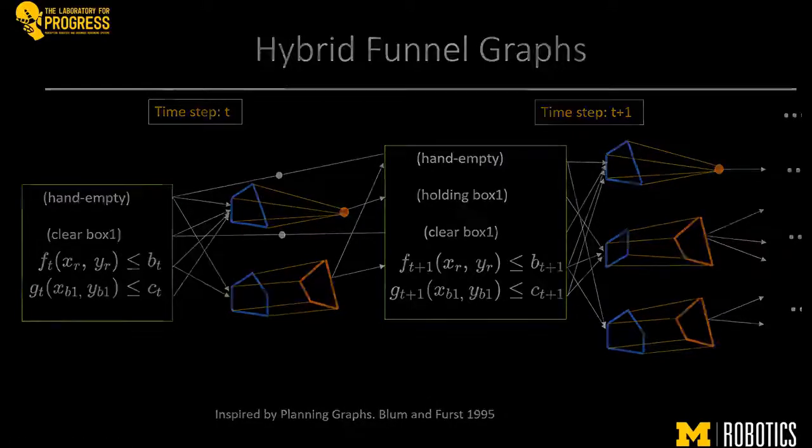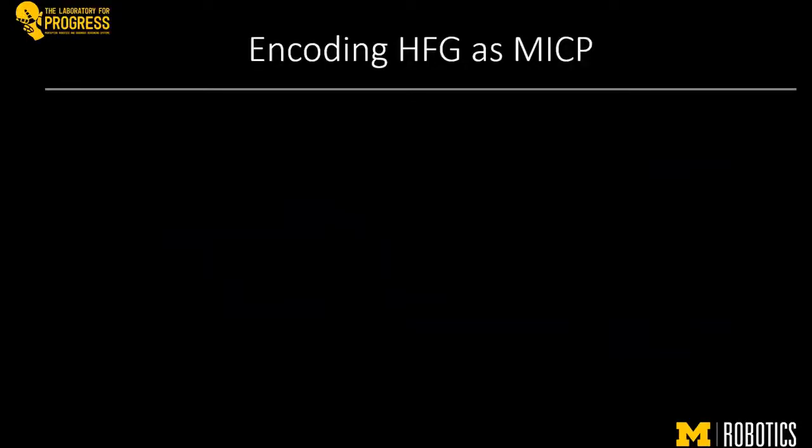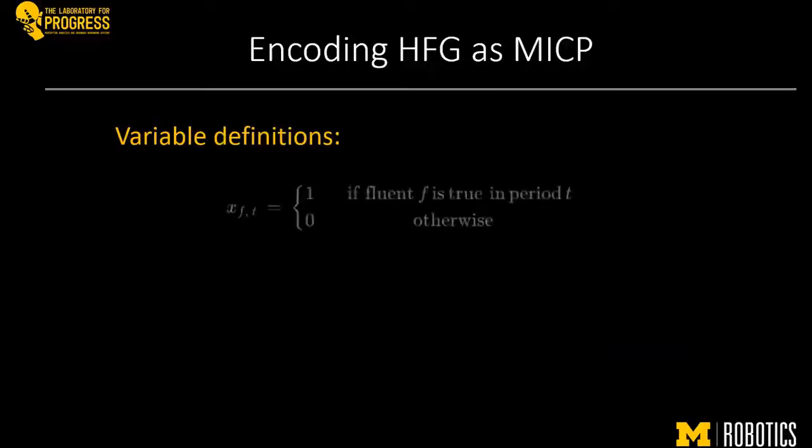So once we have this funnel graph, we want to encode it as an MICP, a mixed integer convex program, and solve it. Before we do that, we have to define our variables. I should probably do a better job of coming up with unique variable names. So I'm defining a new x here. x of f comma t is a Boolean variable which can take a value of 1 or 0. x of f comma t is 1 if fluent f, or fact f, is true in period t, and 0 otherwise. That's the definition of x sub f comma t.